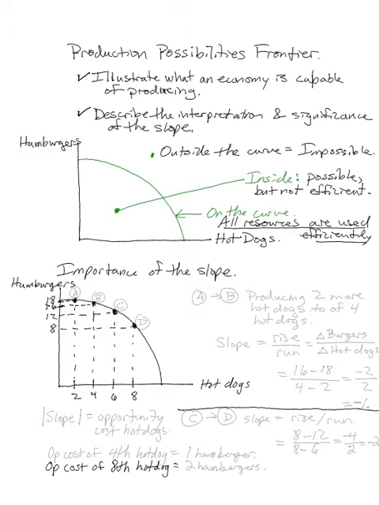Now let me discuss the importance of the slope of the production possibilities frontier. We'll use our same example, PPF, with hamburgers and hot dogs. Now I'm going to make up some points on the PPF so we can calculate the slope. Let's first calculate the slope between points A and B. Going between A and B, we are producing 2 more hot dogs, to a total production of 4 hot dogs.